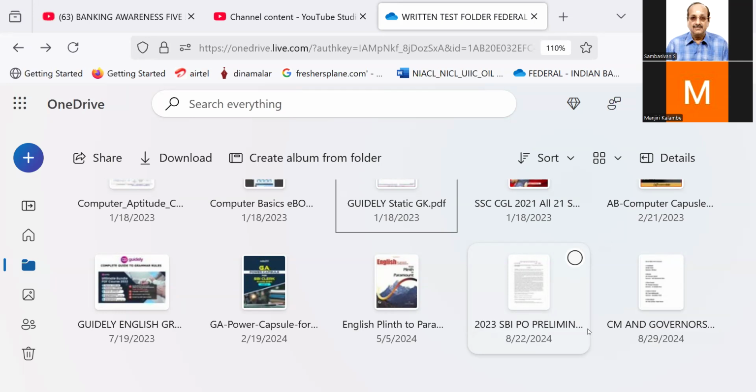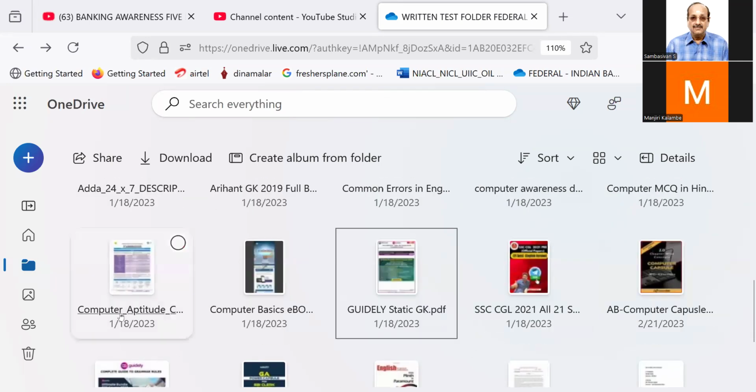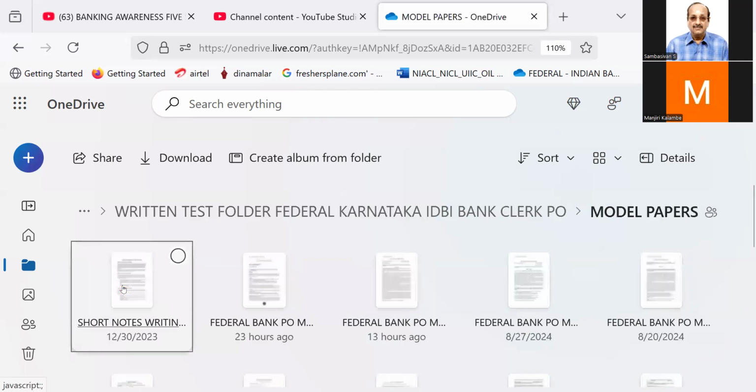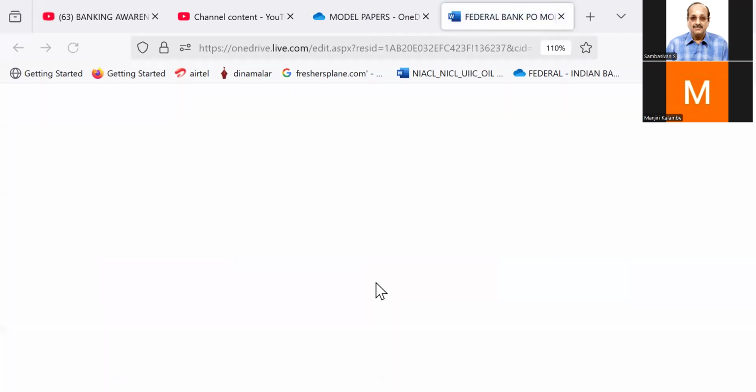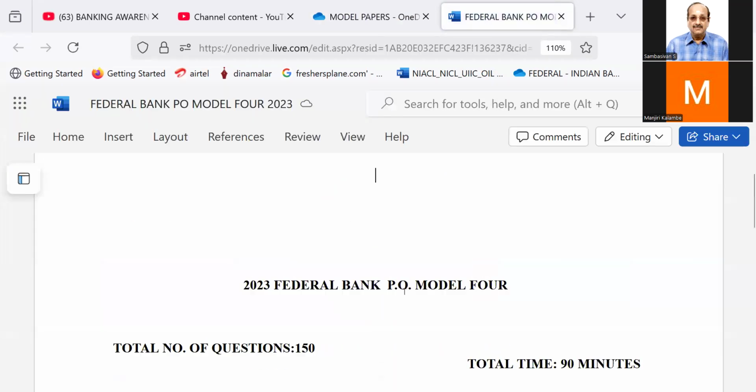Your test is going to be only 75 questions, and each part will have 15 questions. But the model papers I have given you will have 150 questions. All of them will have 150 questions. So from there, you have to take out 15 and then try to answer them.